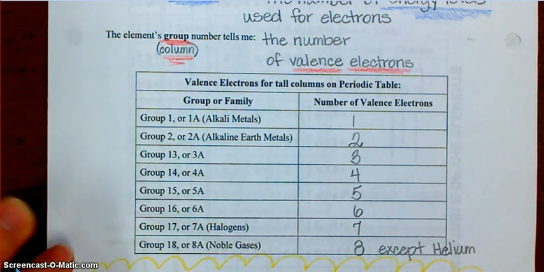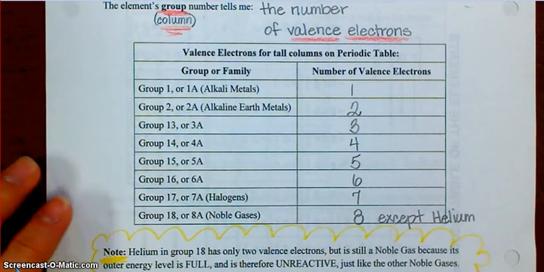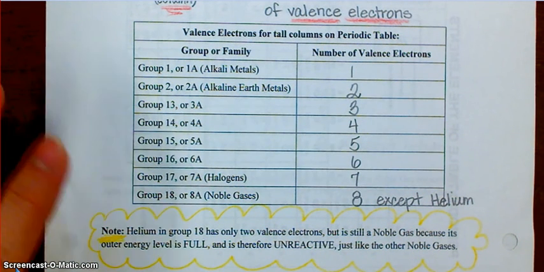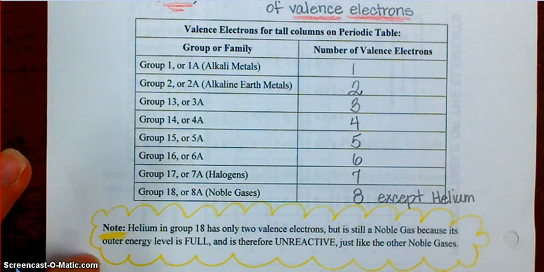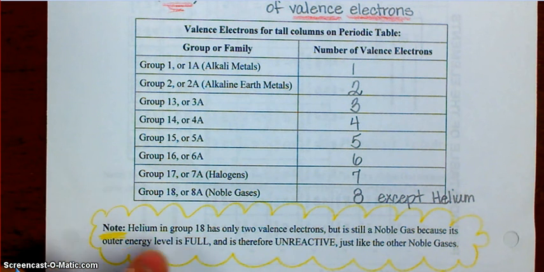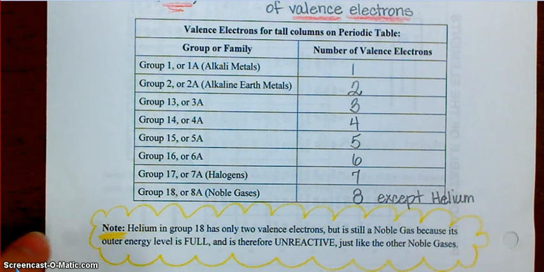Okay, then the last thing I want to say, again, for those of you who are in here with me, this is the second time I've said it, but for those who I'm recording this for. This note is really important. Helium is in group 18 or group 8A. It has only 2 valence electrons, but it is still a noble gas because its outer energy level is full and is therefore unreactive, just like other noble gases.